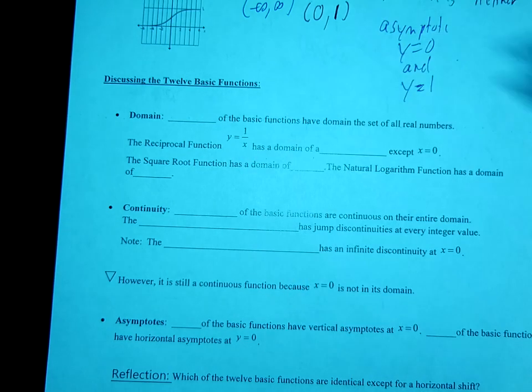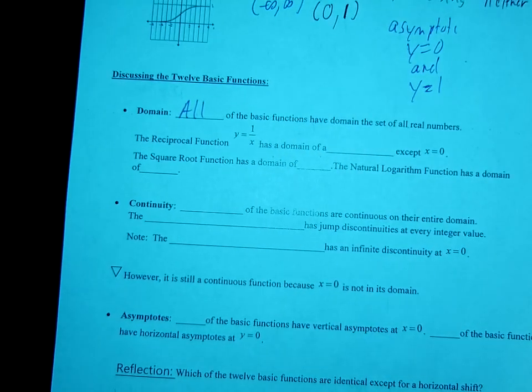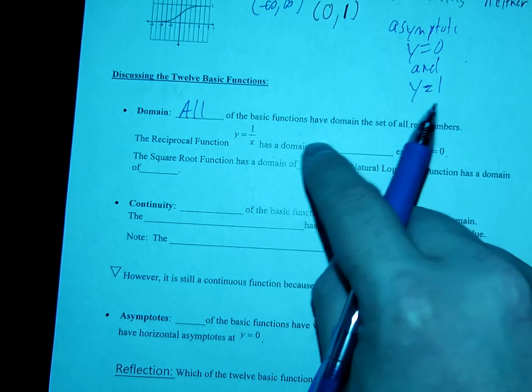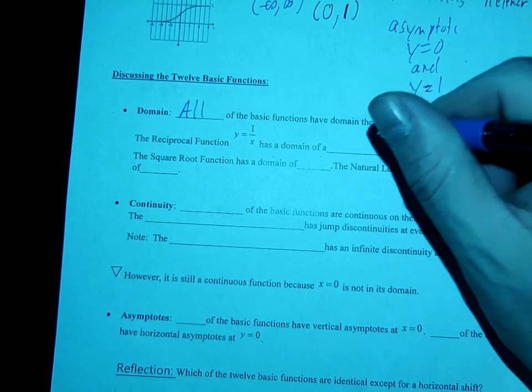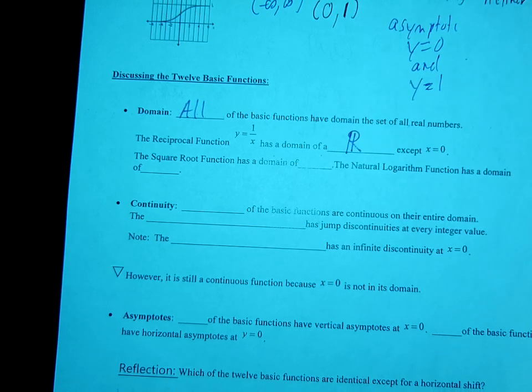Alright, so domains. So here's discussing the 12 basic functions. All of the basic functions have domains, the set of real numbers. And I don't like using the keyword all there, but that's kind of what we have it set up there. The reciprocal function y equals 1 over x has a domain of all real numbers, so you can write that as an R like this, except x equals 0.